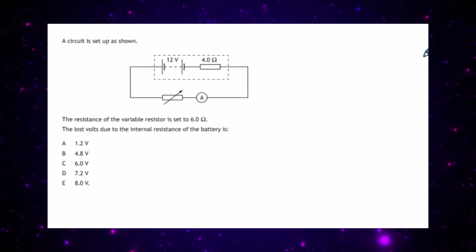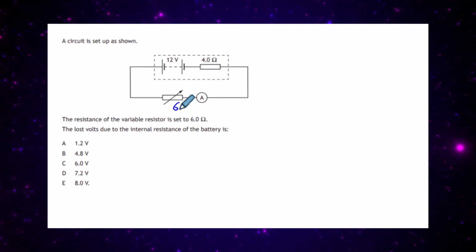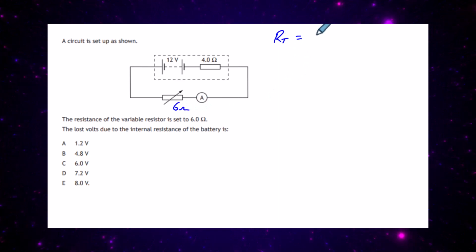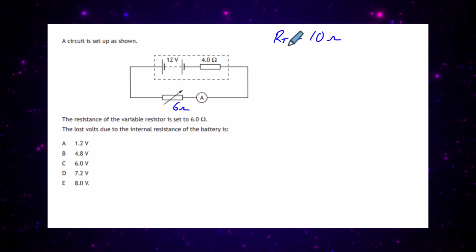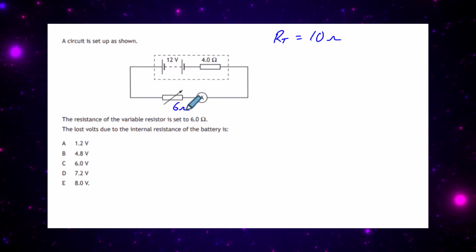Well, the first thing we do is we've got to establish the current flowing in the circuit. Well, we know that's going to be 6 ohms there. We can find out the total resistance, because it's a series circuit, must be equal to 10 ohms. You're going to have the internal resistance 4 plus the external resistance 6 ohms. Total resistance is 10 ohms.